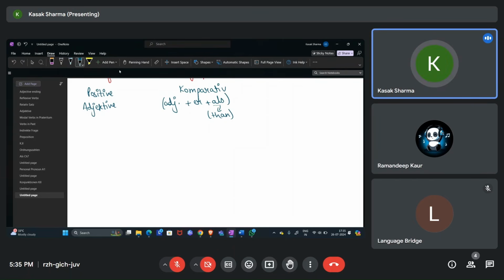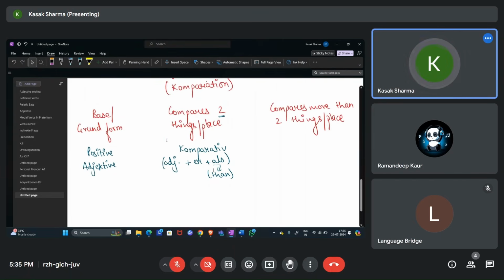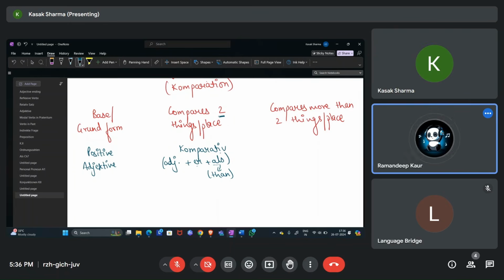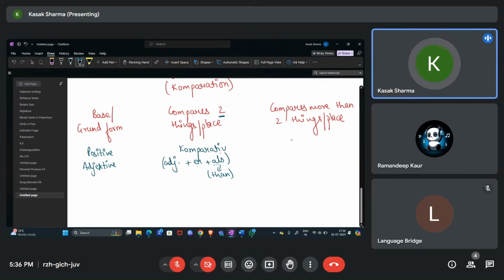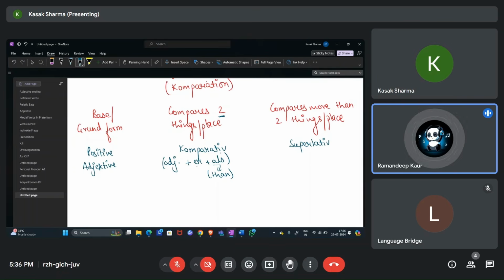So that is how we form the comparative degree when we are comparing between two things or places. We just add an -er to our adjective and then we put als and then the next thing. Now for the superlative, when we are comparing more than two things, for example, the best.